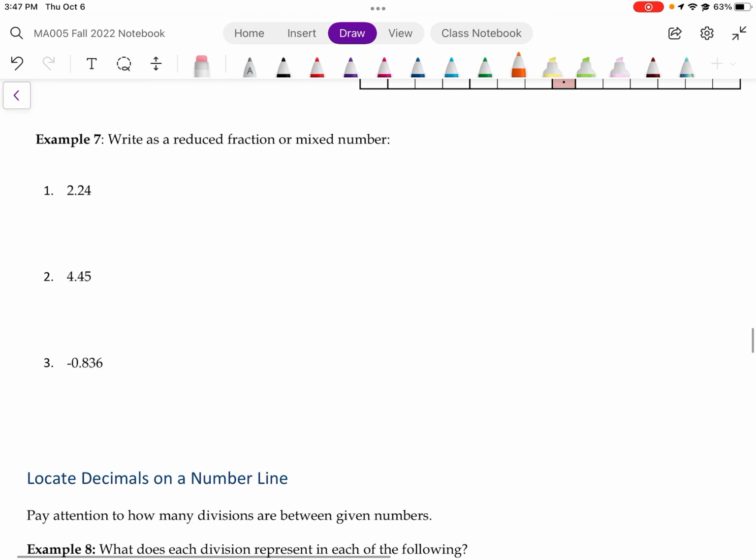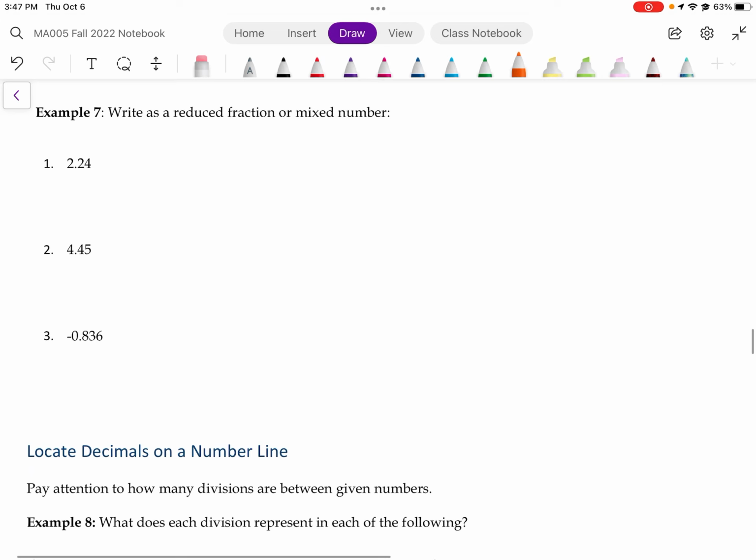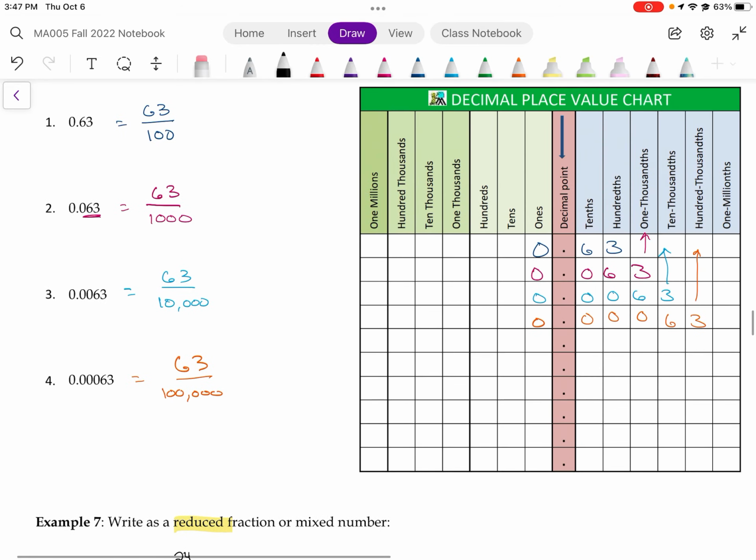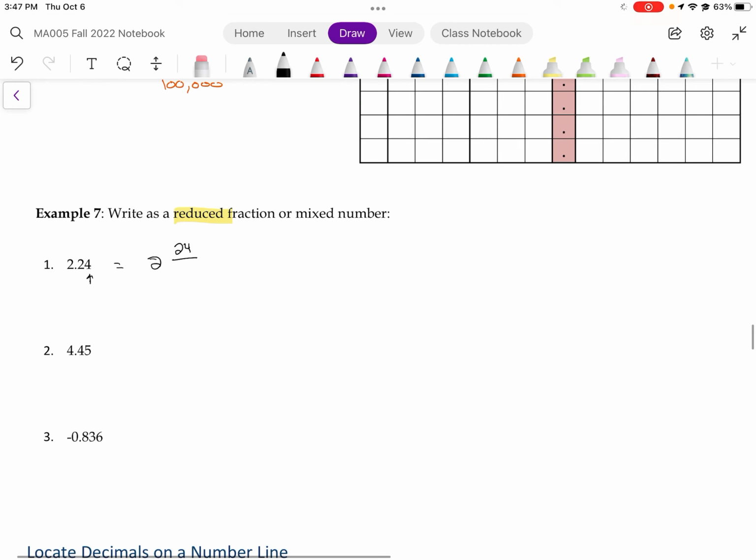All right, write as a reduced fraction or a mixed number. So this time they are asking us to reduce it if possible. All right, so this one we're going to say 2 and 24 what? Well, this place value right here is the second one over, that's hundredths. So 24 100ths. Try to learn this without having to have a chart in front of you.